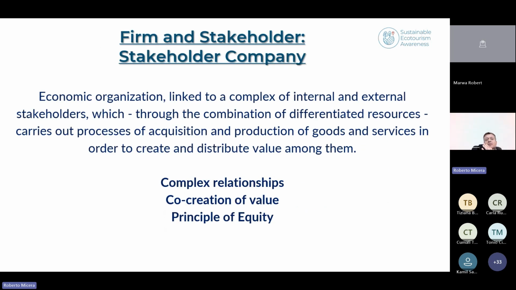For this reason, we can also consider the concept of a stakeholder company: an economic organization linked to a complex of internal and external stakeholders, which through the combination of differentiated resources carry out processes of acquisition and production of goods and services in order to create and distribute value among them. Complex relationship, correlation, value, principle of equity.